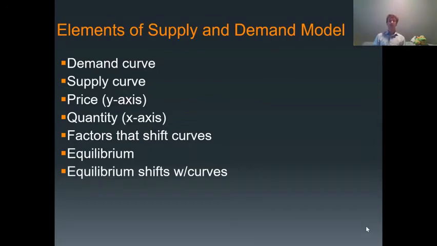There are some different elements of this model. You have the demand curve, that's the downward sloping one. You have the supply curve, that's the upward sloping one. You have the price, which is on the y-axis, the quantity, which is on the x-axis. Factors that shift both of those curves. So some things will shift demand, some things will shift supply, and that affects the equilibrium, which is the intersection of supply and demand.